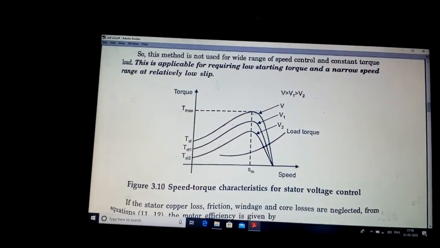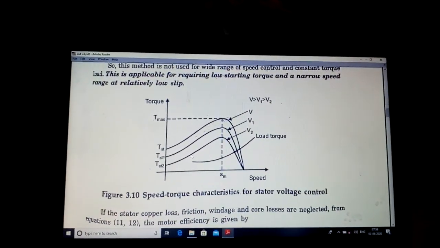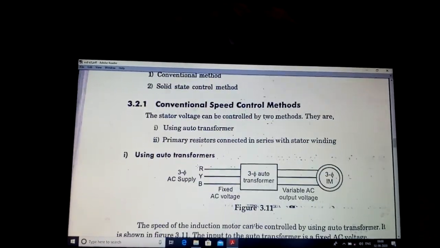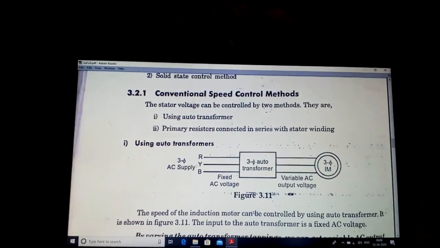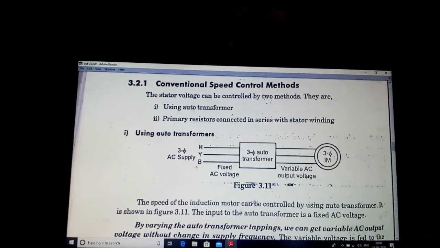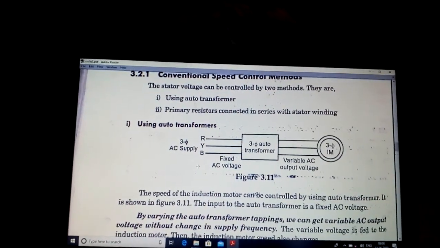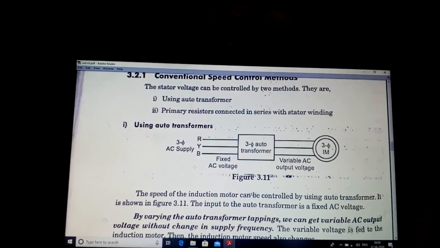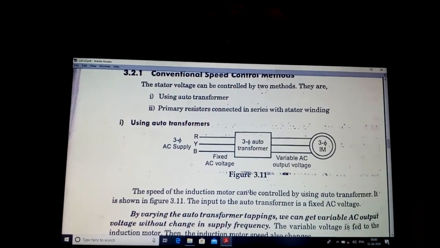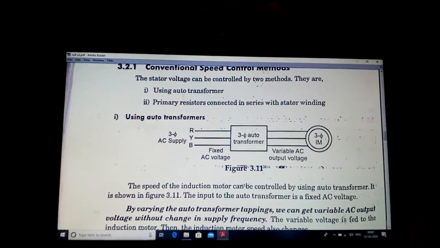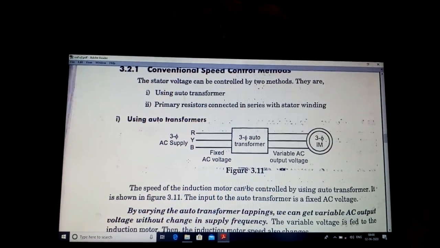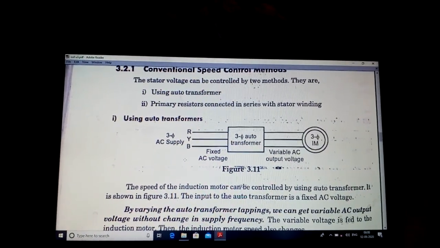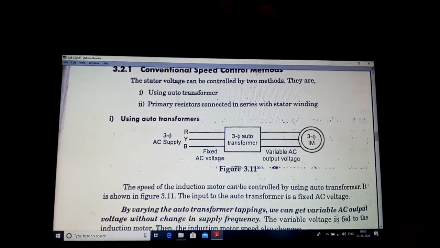Next, in conventional speed control method, the first one uses an auto transformer, and the second one is a primary resistor connected in series with the stator winding. So this figure shows the variable voltage by using an auto transformer. By using the auto transformer, the speed of the induction motor can be varied.